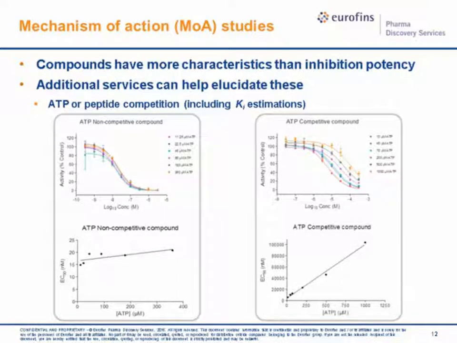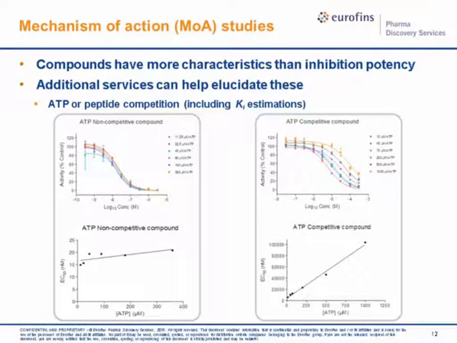It is important to understand how your compound is working at the kinase target in question. Compounds, obviously, as I've got in the first comment there, have more characteristics than just inhibition potency. And there are a range of enzymological assay formats and ways of doing enzymatic assays for kinases that can be used to identify if a hit is, for example, an ATP competitive hit versus a non-competitive hit.